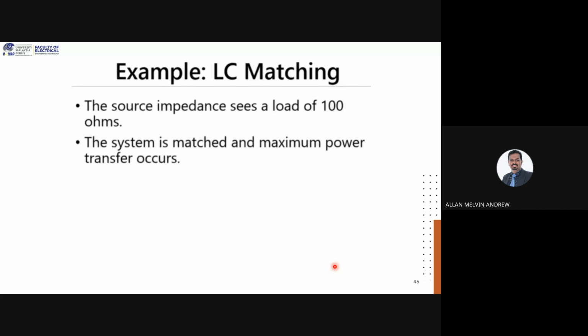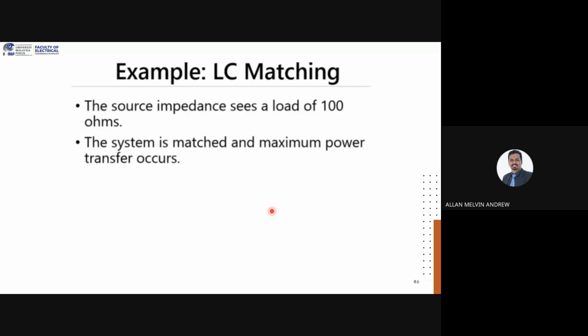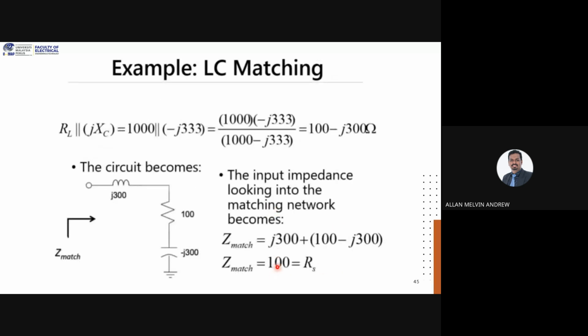Okay, the source impedance sees a load of 100 ohm. So this is from the previous. So we can get 100 as a result. So when we are using 100 ohm in this arrangement, we can achieve perfect impedance matching. So that is the reason why we are calculating this.